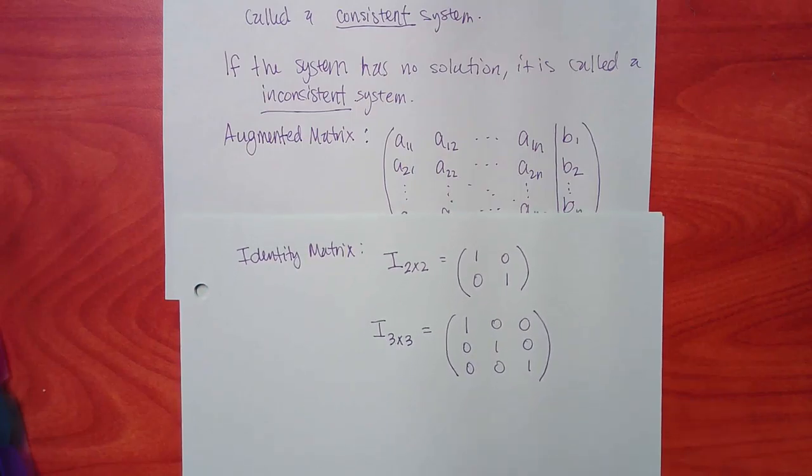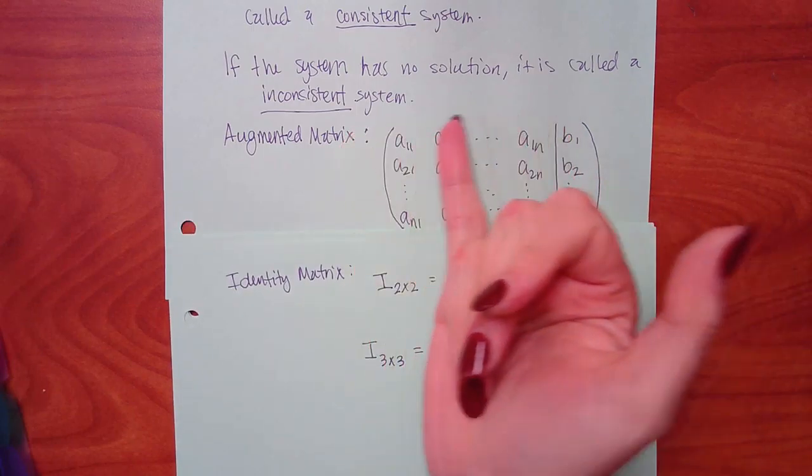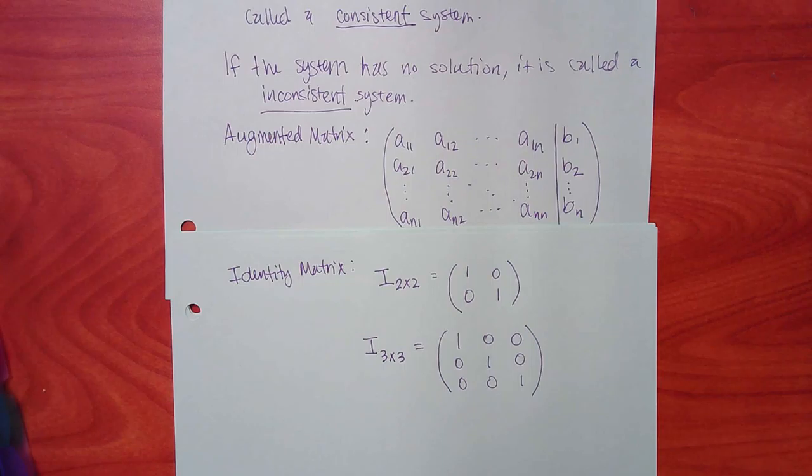So I'm not gonna do a general one with a bunch of ones and zeros. These are the two particular ones that you're going to need. You're going to need to know what the identity for a 2x2 looks like, and what the identity for a 3x3 looks like, okay? And the objective to solve a system is to make what's over here on the left-hand side of the bar look like the identity, okay?